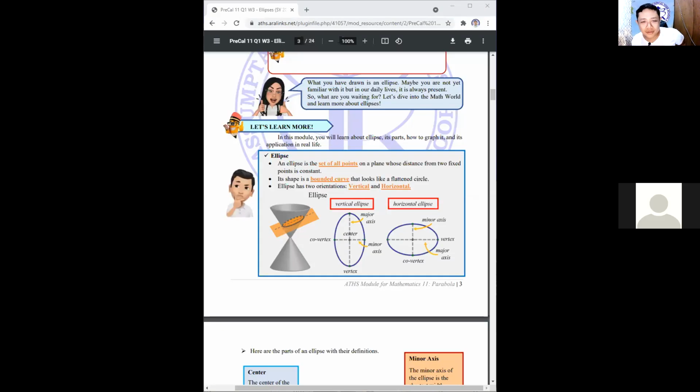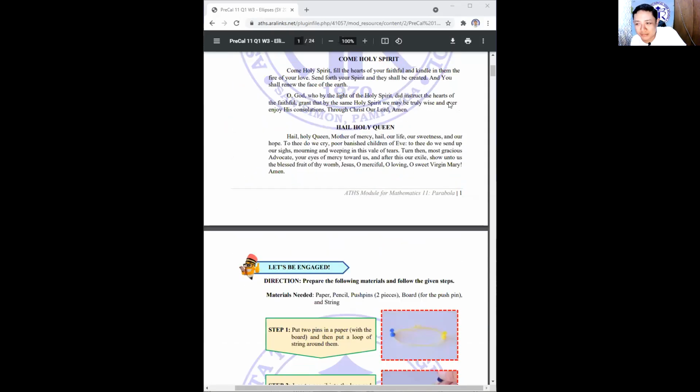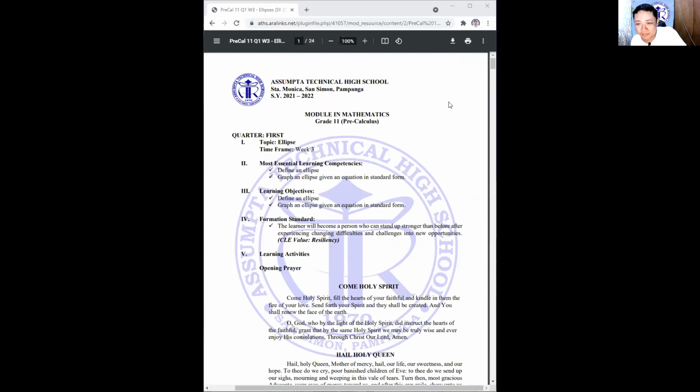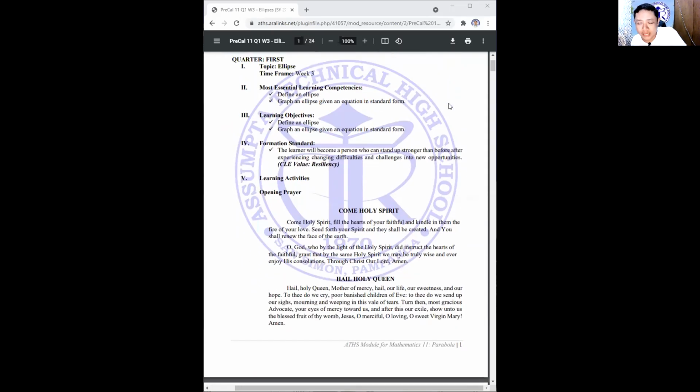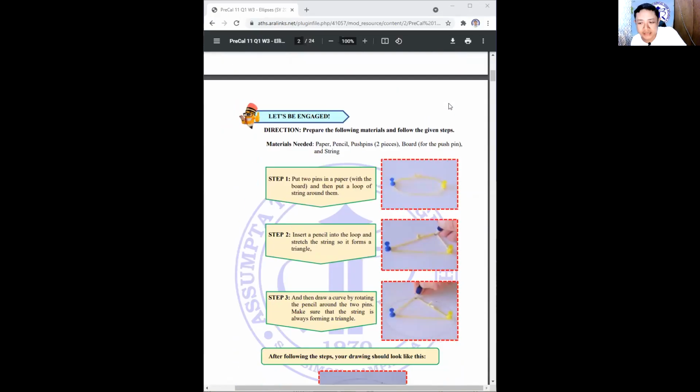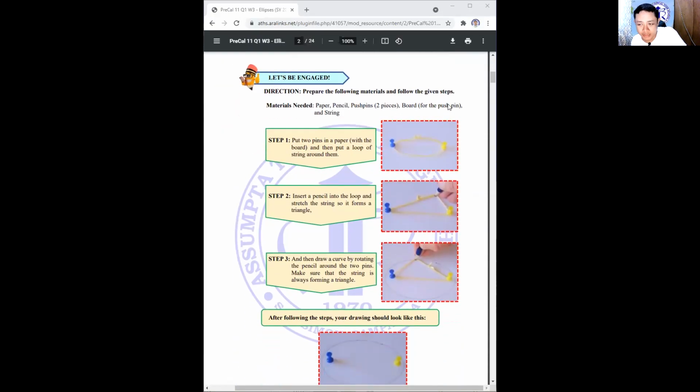Okay. So, for our topic this week, our topic is about ellipse. Okay, and actually this is the third conic section that we will be learning for the first quarter. And don't worry, ellipse is a very easy topic. Okay, I hope you also did this. This is how ellipse is made.